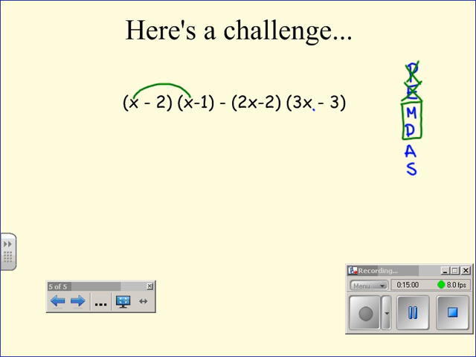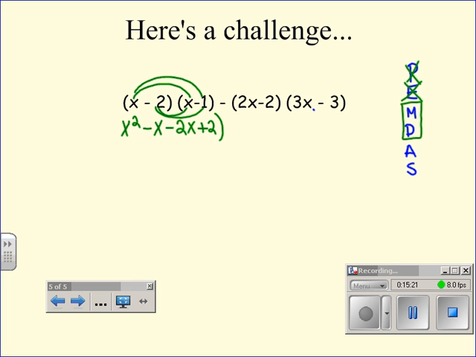We're going to first multiply our two first numbers. So we have x times x is x squared. And x times negative 1 is negative x. And negative 2 times x will be negative 2x. And negative 2 times negative 1 is going to be positive 2.